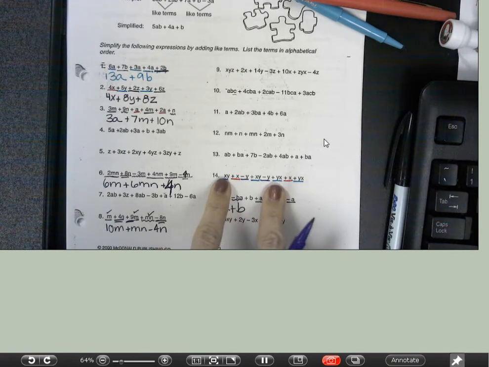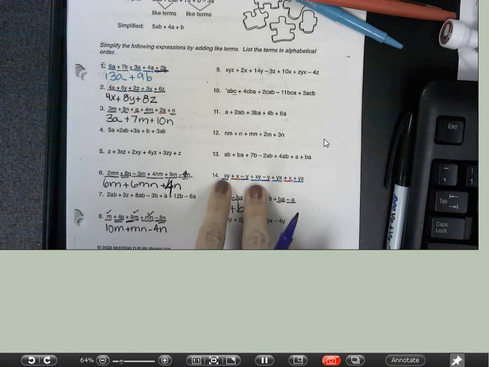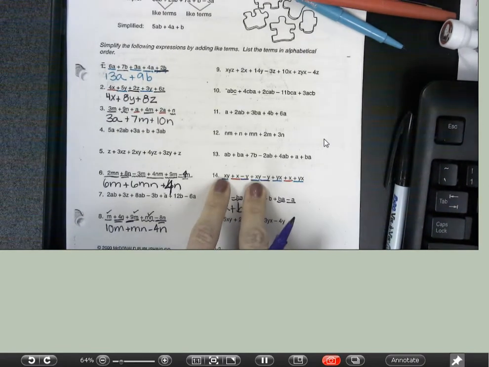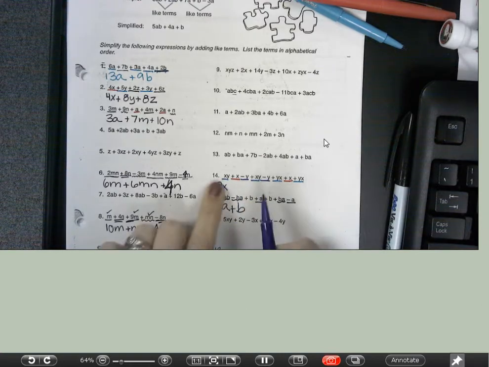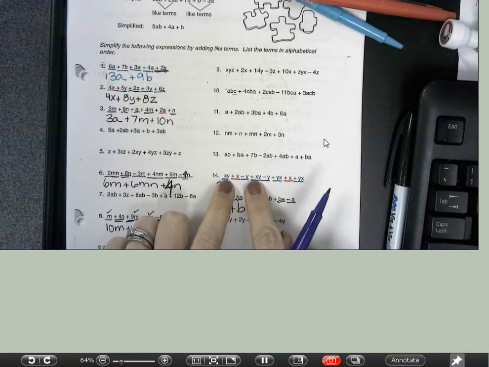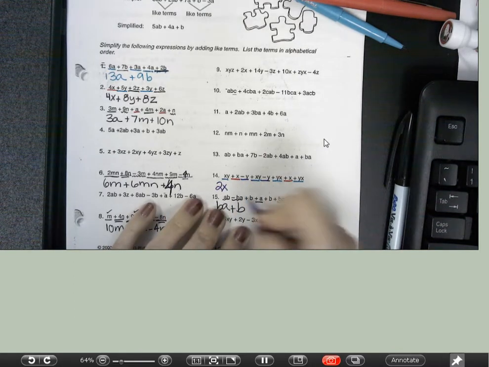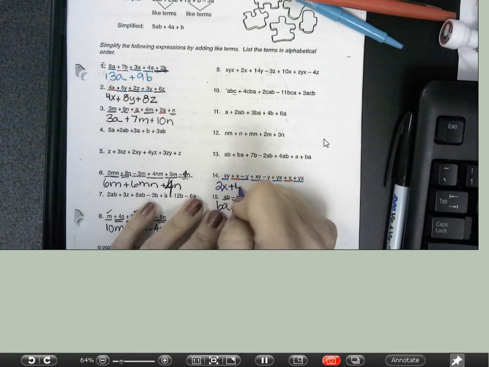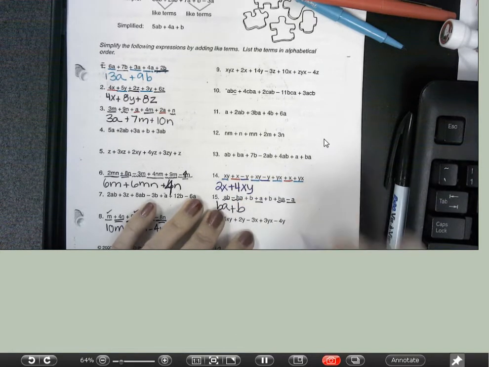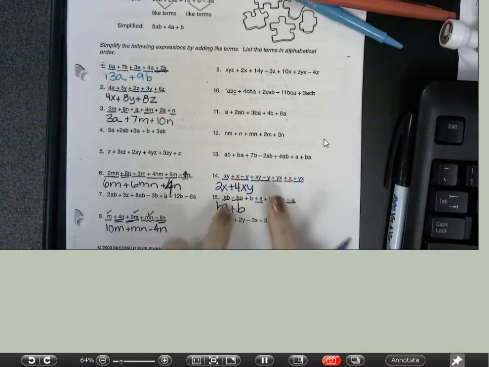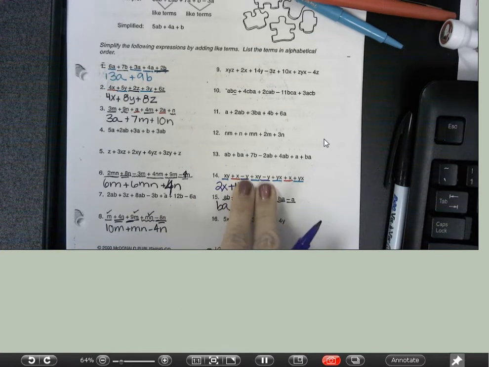Then next I have XY and YX. So I'm going to write it as XY because we know the commutative property says XY and YX are the same. So I have a positive 1 plus another positive 1. So that's 2, plus another positive 1, plus another positive 1. So I have 4. So plus 4XY. And then last I've got Y, and I have minus Y and another minus Y.